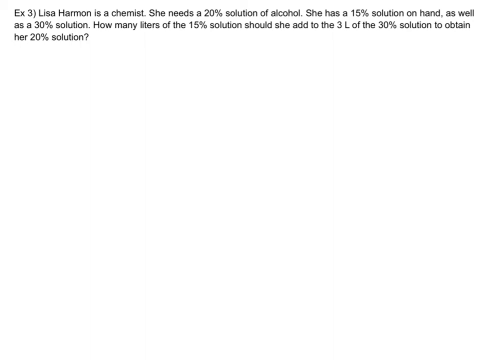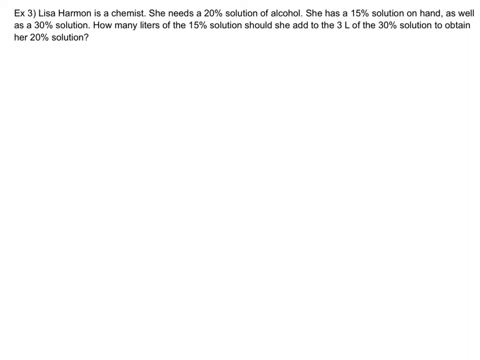Lisa Harmon is a chemist. She needs a 20% solution of alcohol. She has a 15% solution on hand as well as a 30% solution. How many liters of the 15% solution should she add to the 3 liters of the 30% solution to obtain her 20% solution? Holy cow. Now, here's another situation where a table comes in handy. Let's make one.